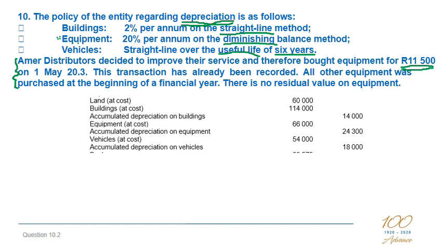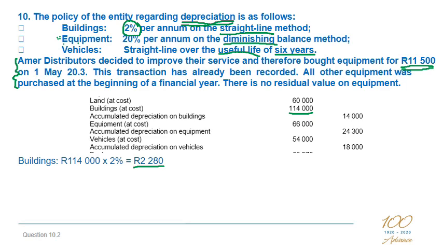And now we can start with buildings. Because it is the straight line method, it's just a function of cost minus residual. They don't mention residual, so I can't deduct anything, times the percentage, which was given as 2%, and I had it for the whole year. So times 12 over 12, which is 1. So the 2280 is the depreciation on buildings.